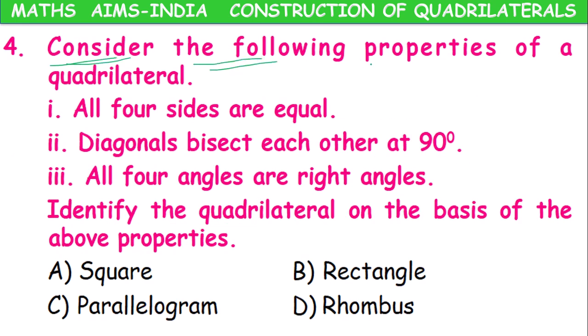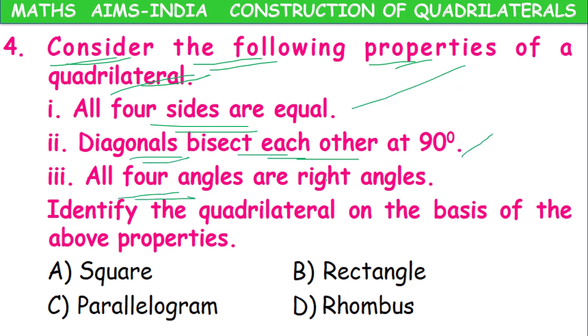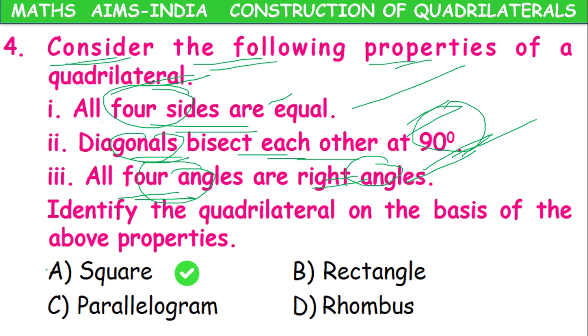Next one, consider the following properties of a quadrilateral. All four sides are equal. Diagonals bisect each other at 90 degrees. All four angles are right angles. Then this will be obeyed by a square, because in a square all four sides are equal, all four angles are right angles, and diagonals bisect each other at 90 degrees. So answer option A, square.